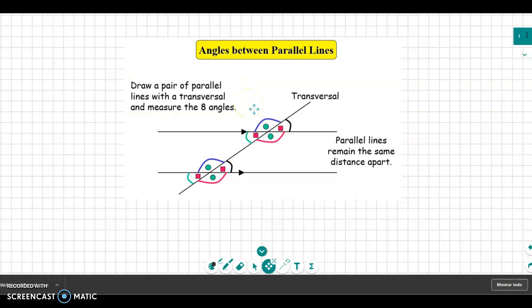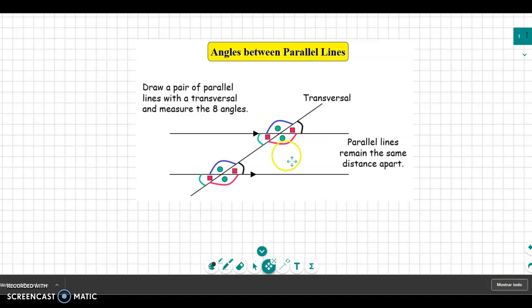Okay, so let's remember the definition of two parallel lines. They are lines that remain the same distance apart. They never intersect each other. For example, here we have this line, which is parallel with this one. And this is the transversal line, which is a line that intersects both parallel lines.